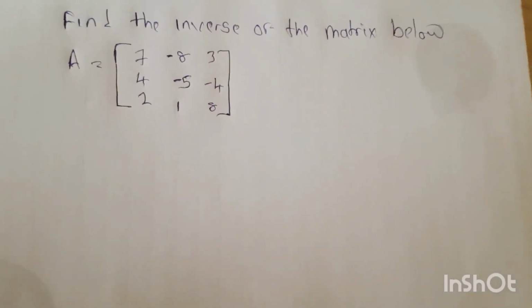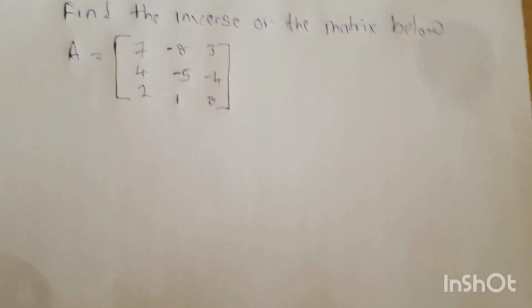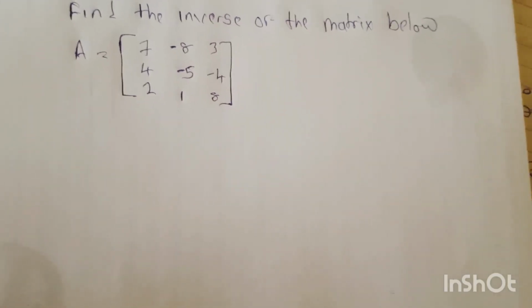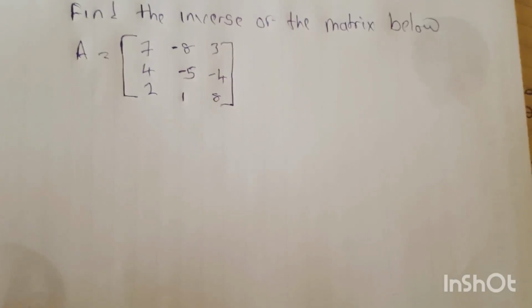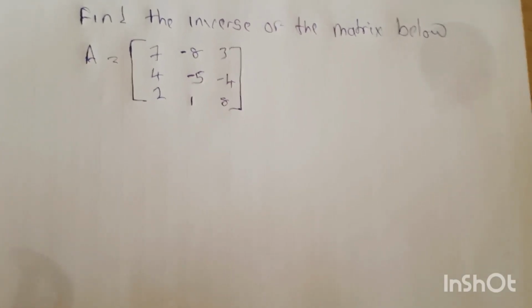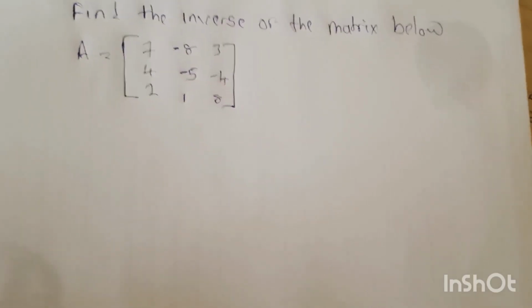Okay, now the question says find the inverse of the matrix below. First of all, if we are to find the inverse, the first thing we are going to do is look for the determinant. Then after looking for the determinant, you look for the cofactors. Then you can proceed from there. So first of all, we are going to look for our determinant.